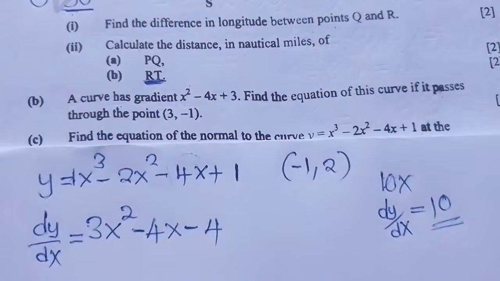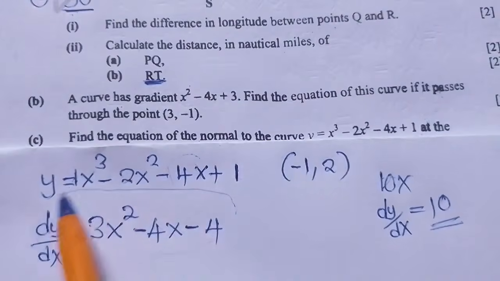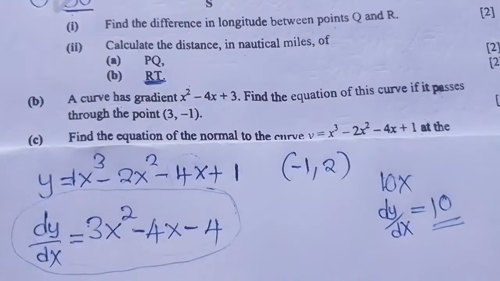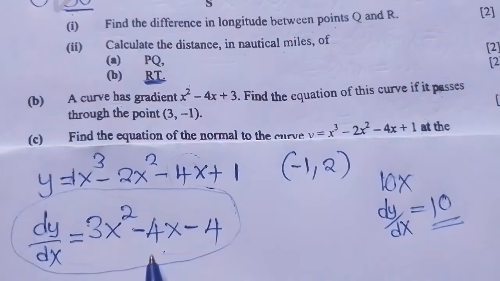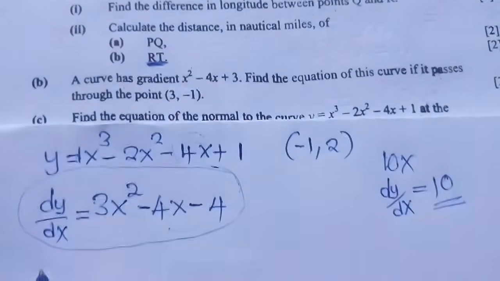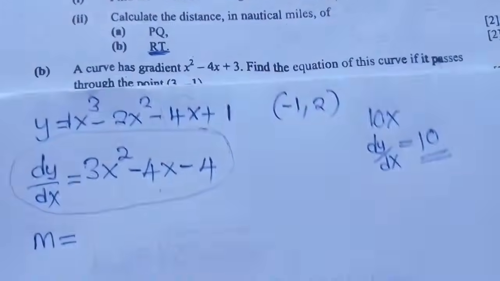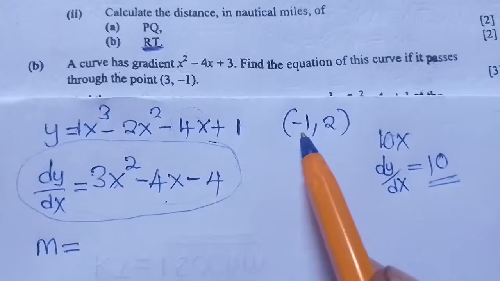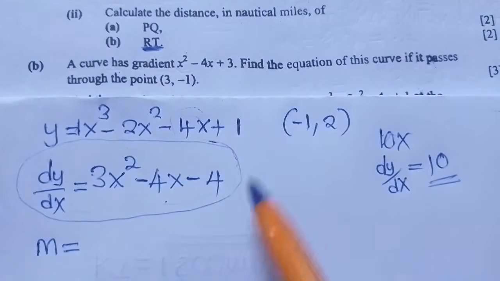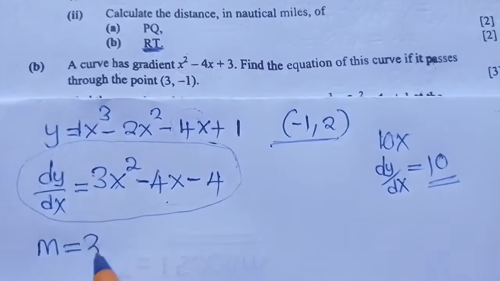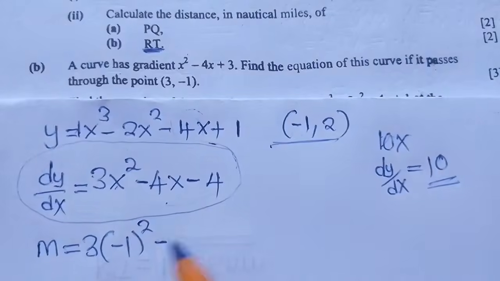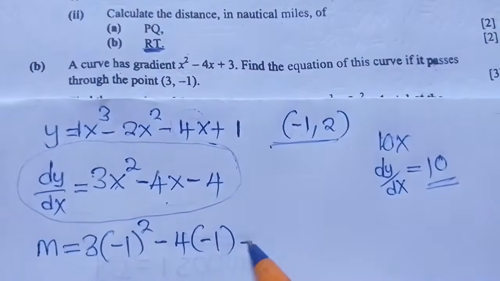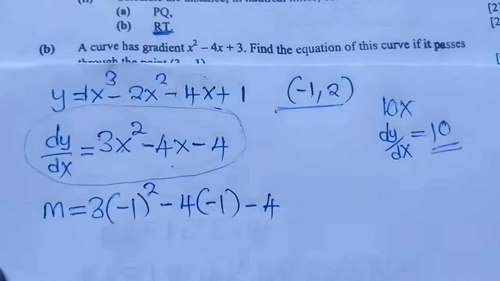So these are the calculations. This is how I've answered this one. So I've differentiated it. After differentiating, this thing which I've come up with is called the gradient function, where I say gradient m is equal to, where there is x there, I put the value there, which is -1, the coordinate there. So 3(-1) squared minus 4(-1) minus 4. I find the gradient.